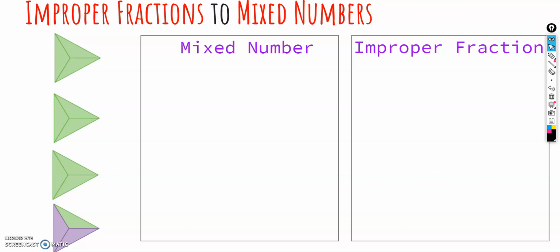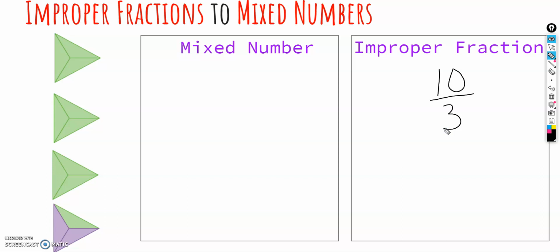Okay, this time we're going to start with the improper fraction with the same problem. So it's going to be the same answers, but I want you to understand where it's coming from. So we have the improper fraction. If we count all of these, there's 3, 6, 9, 10 thirds.